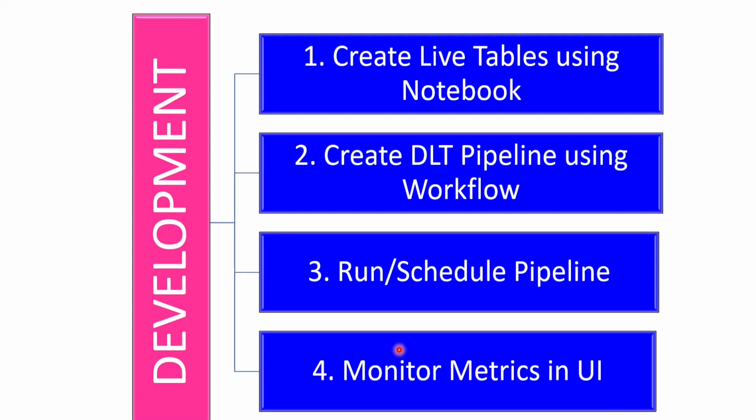I hope you understood the introduction of Delta Live Tables. What is the current Medallion architecture and what is the complexity of that? And in order to eliminate the complexity of the pipeline, what is needed?